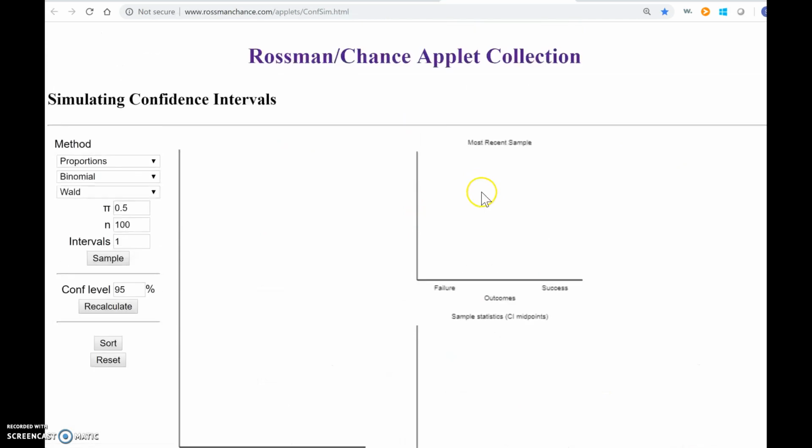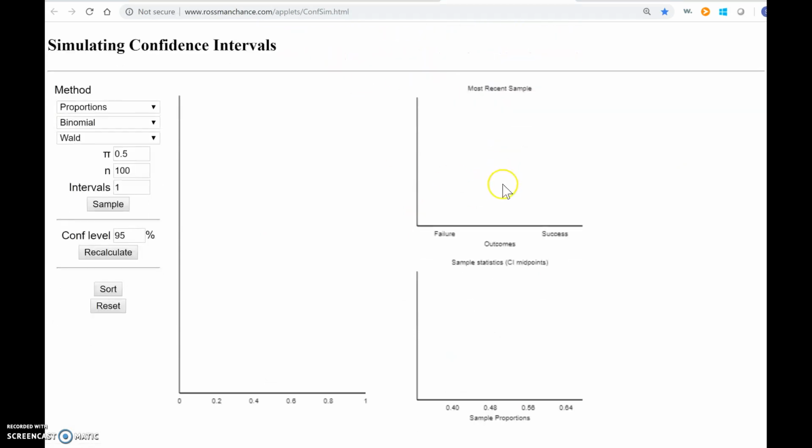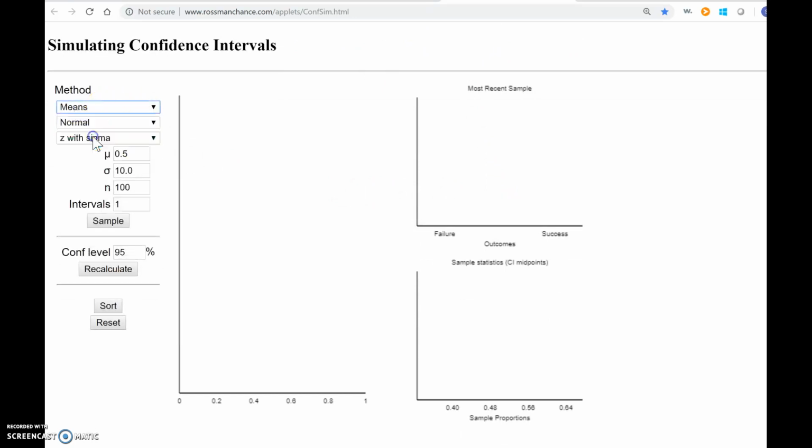So this is an applet from the Rossmann Chance site, which I think is fantastic. So let's go to means. This is what kind of distribution we're sampling from. So we'll just say we're sampling from a distribution that's normal. We'll say the weights of football players were normal. The mean is, well, we don't know what the mean was. We never did know what the mean was. I'm just going to say it's 227. Standard deviation is 26. Sample size was 50.